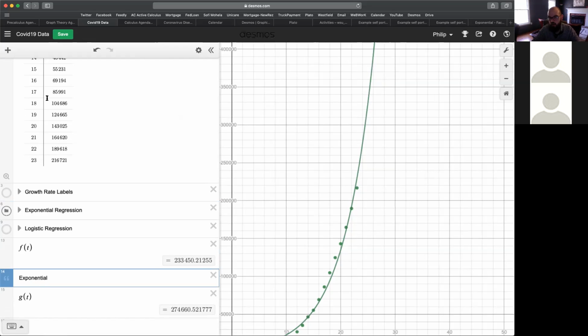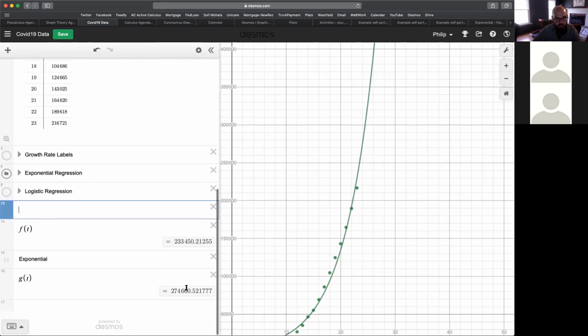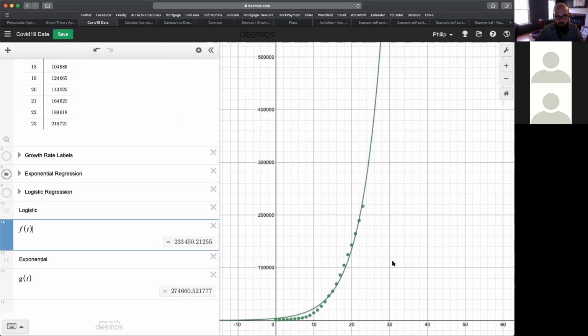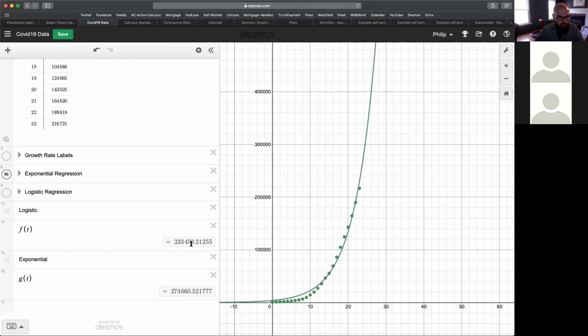If the cases continue to grow exponentially, then our prediction would be that tomorrow there would be 275,000 cases. Okay, and so I don't think we're in the exponential phase. I think we'll have slightly less than that. But there's another model, a logistic model, that we're not going to spend a whole lot of time on, and the logistic model would predict that it's 233,000 cases tomorrow.